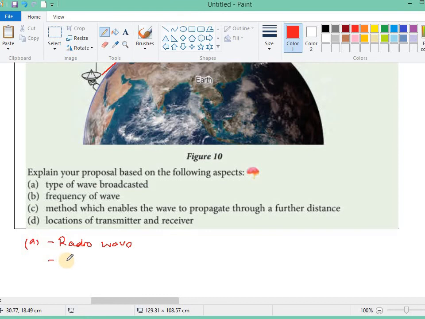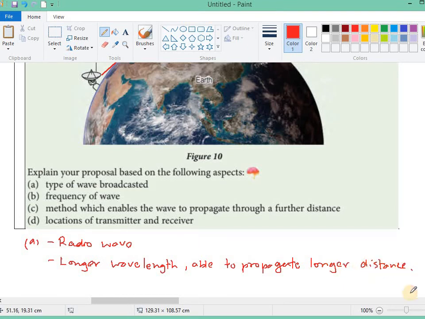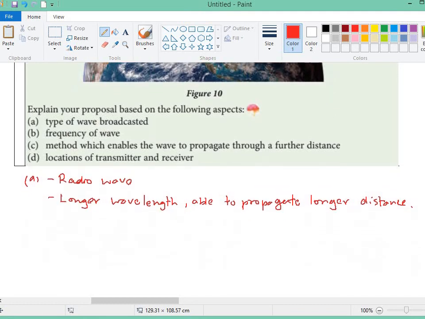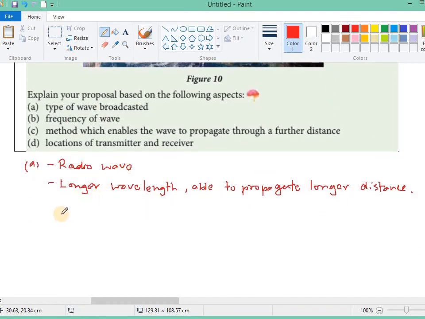So why is it that we need to use radio wave? Longer wavelength, able to propagate longer distance. That is the reason why we use radio wave: longer wavelength, able to propagate longer distance.